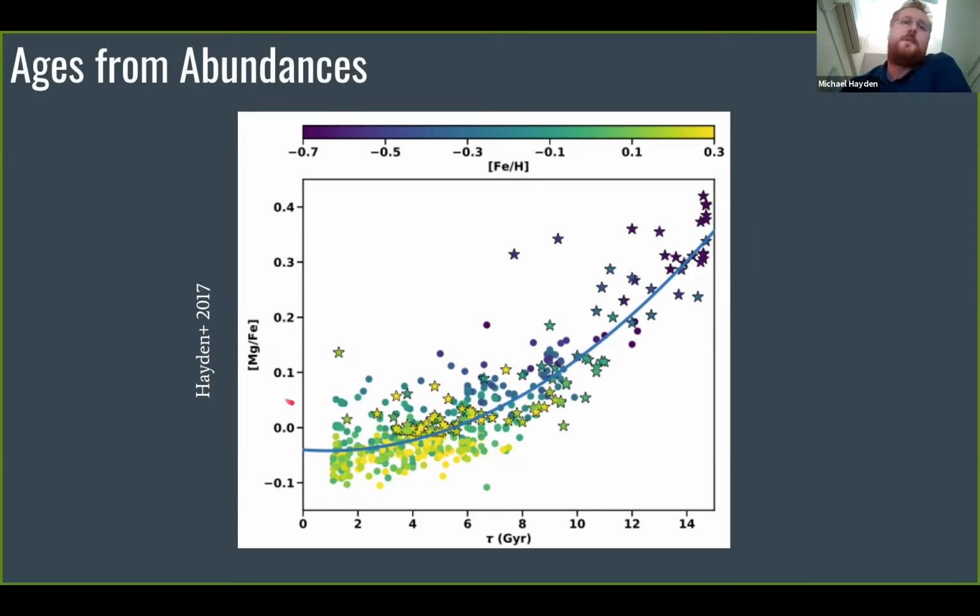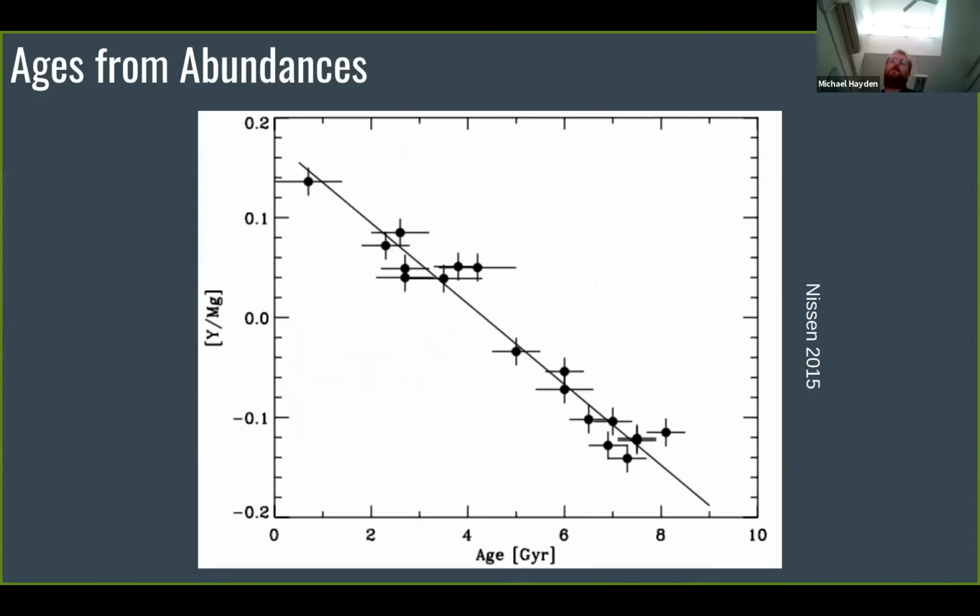You can see stars between plus 0.5 and minus 0.5 in alpha span a very, very large range in age. And so alpha is not a great proxy for age for these young stars, but for old stars, it's very useful. But that's only one element, right? So what happens when we take a different one? So this is now yttrium. Yttrium to magnesium. Yttrium is an s-process element, so slow neutron capture, and primarily comes from these AGB stars that take a long time to ramp up.